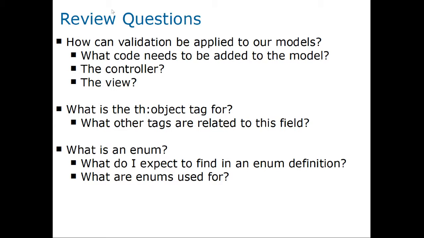We saw some other ways of, not directly related to validation, but certainly useful with validation related things. In our view, we introduced a new attribute, I believe, not tag, called th:object. So what is that used for?